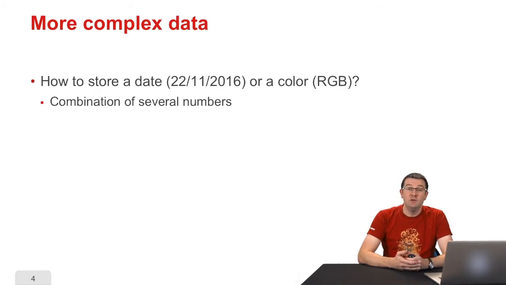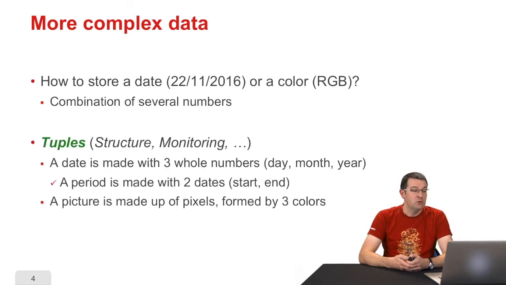Afterwards, more complex data than simply numbers will be manipulated. Sometimes, a date has to be stored. A date is made of 3 numbers, the day, the month and the year. A color has 3 components, red, green and blue, meaning a number for each component. There are number combinations to store. They are called tuples, or structures/records in IT.